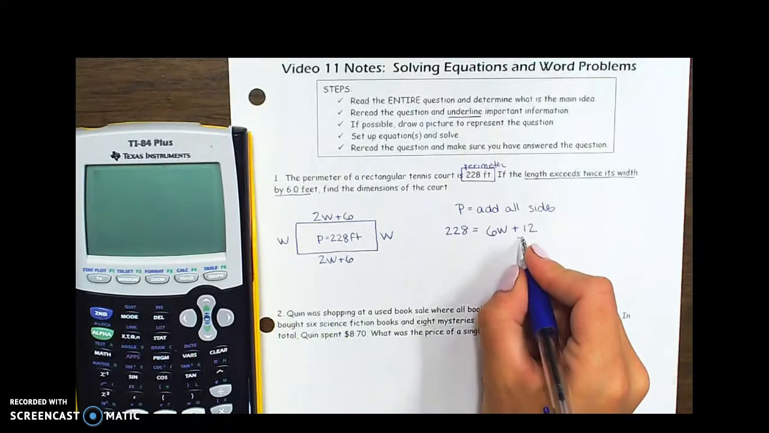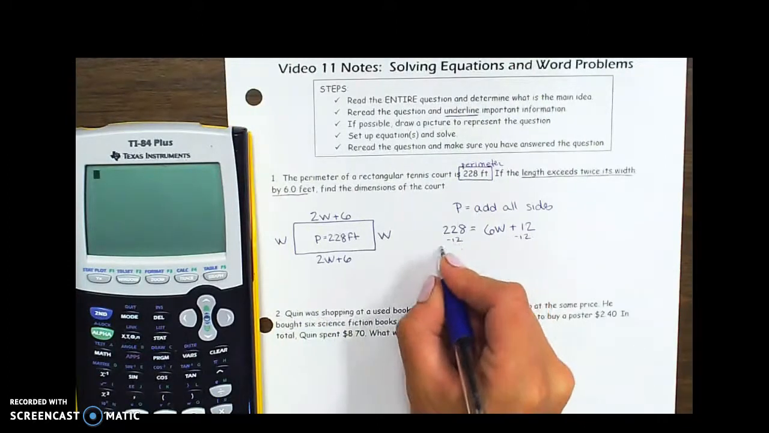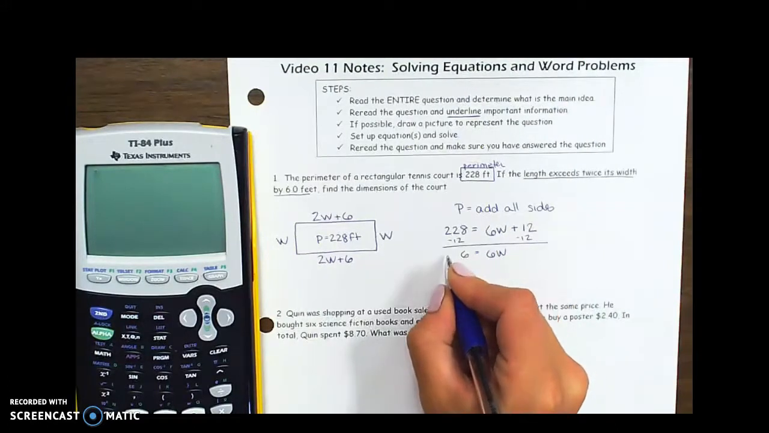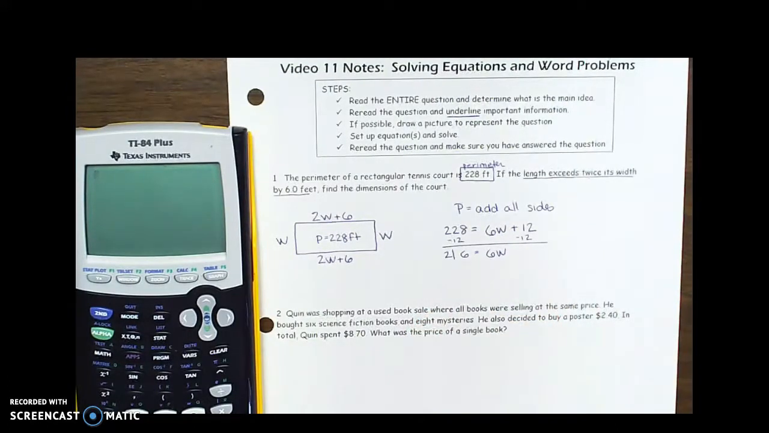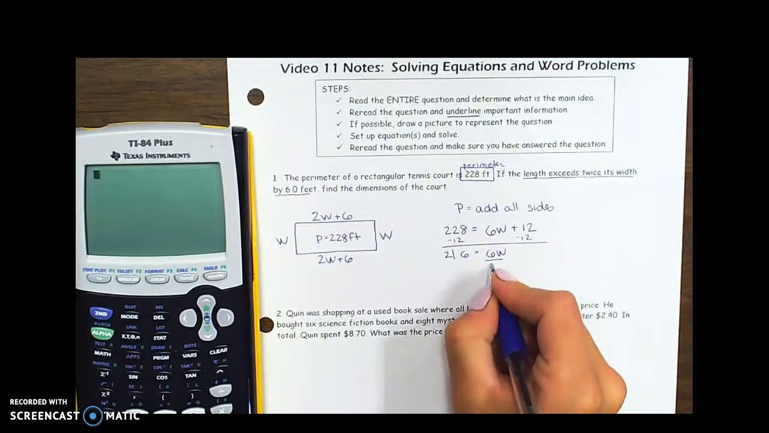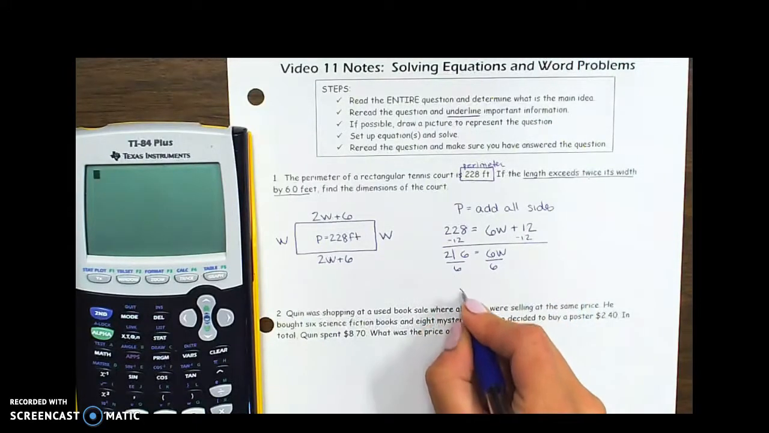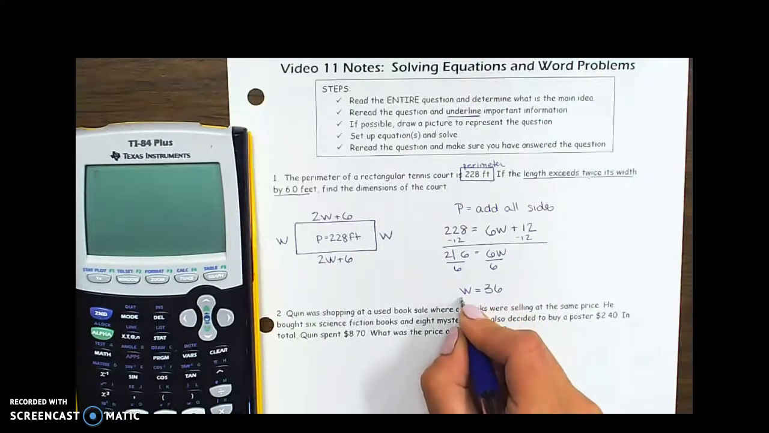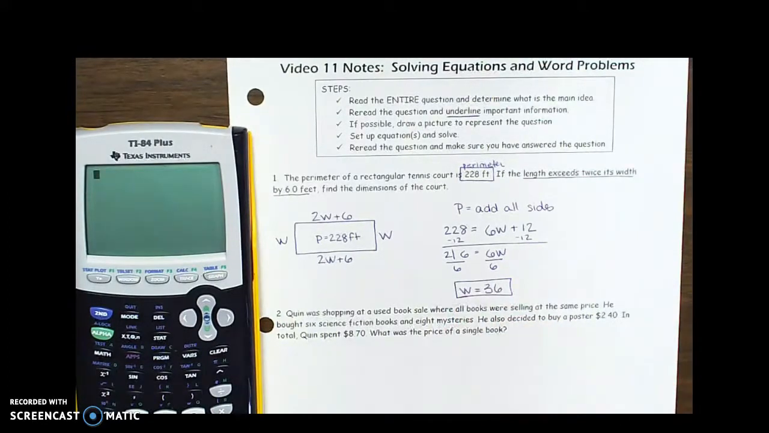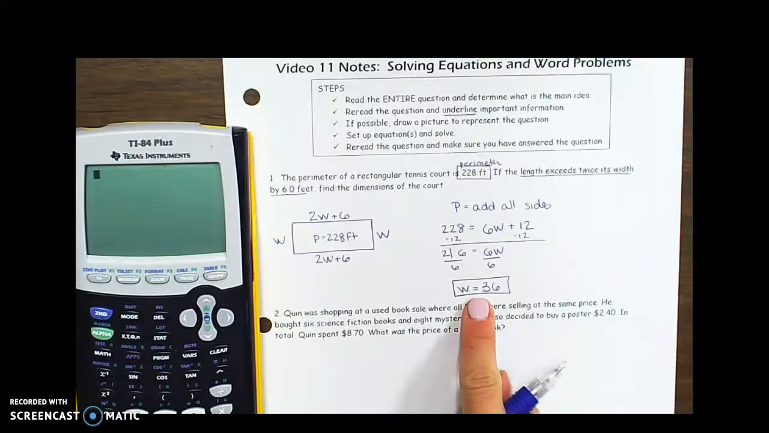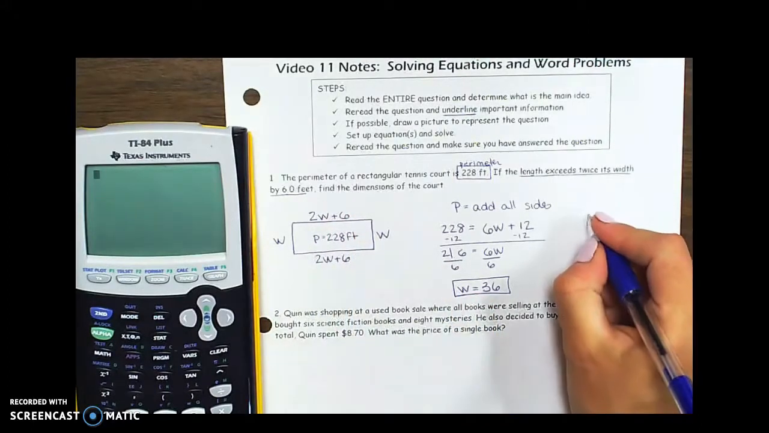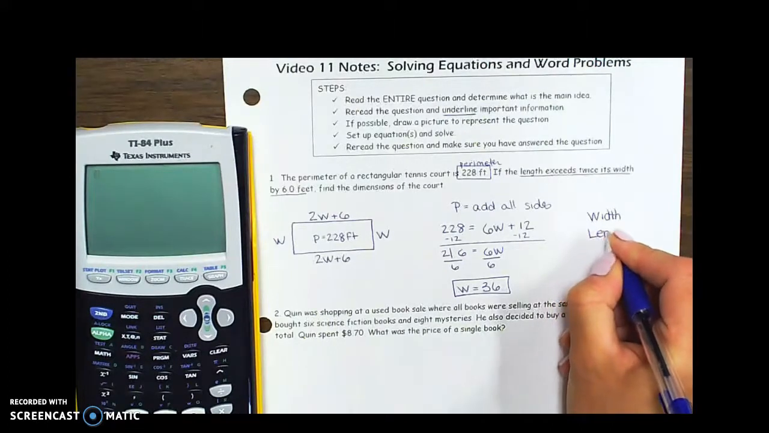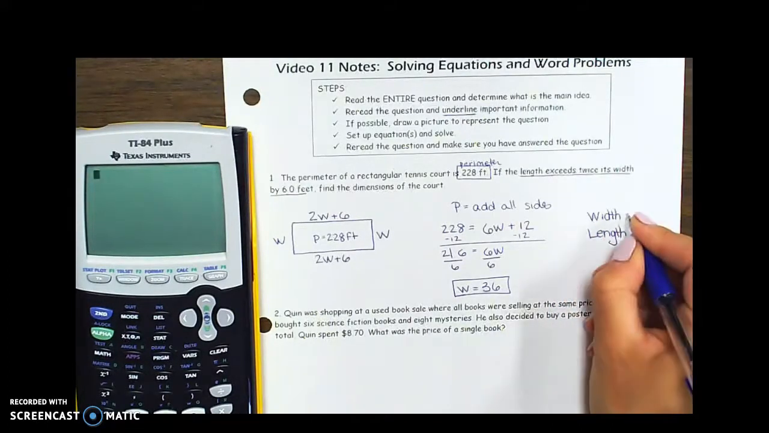So now we're going to subtract 12. And we get 6W is equal to 216. And then we're going to divide both sides by 6. And our width is equal to 36. Okay, now we're not done yet. We did solve for W, but now it says find the dimensions. So I'm going to come over here for my final answer and write width, length, and let's take a look.